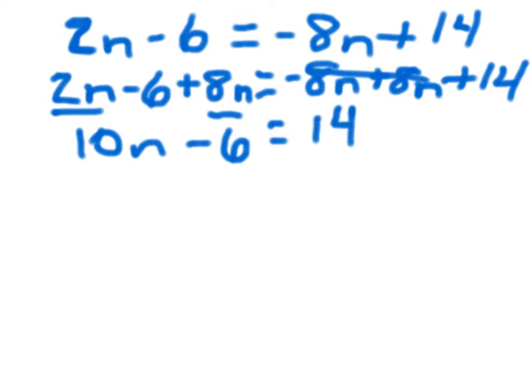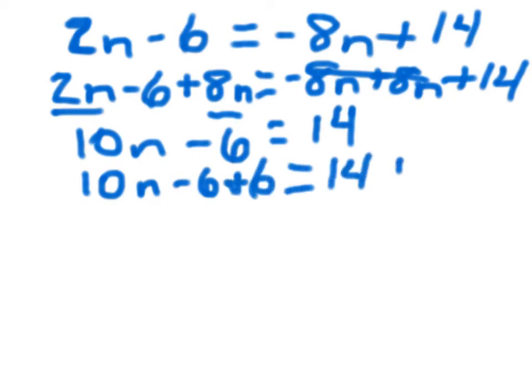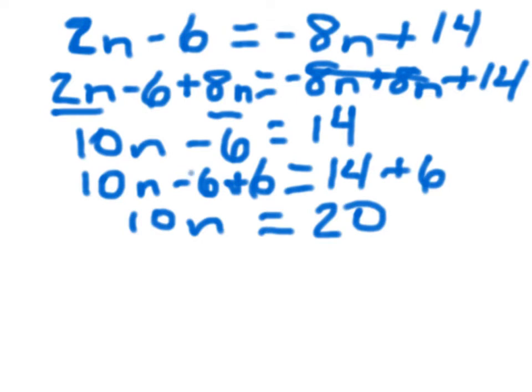So now I've got my variable on one side, now I just need to get my other whole number over there. Well, that's easy, we know how to do that. 10n minus 6, the inverse property of that is plus 6 equals 14 plus 6. So now I'm left with 10n equals 20, because those cancel each other out. 14 plus 6 equals 20.